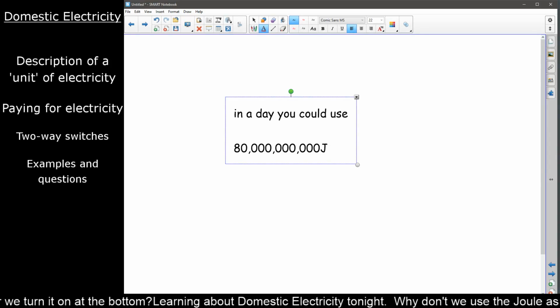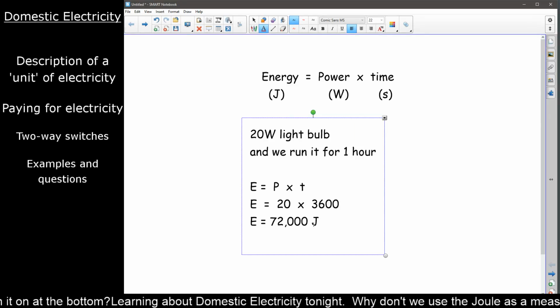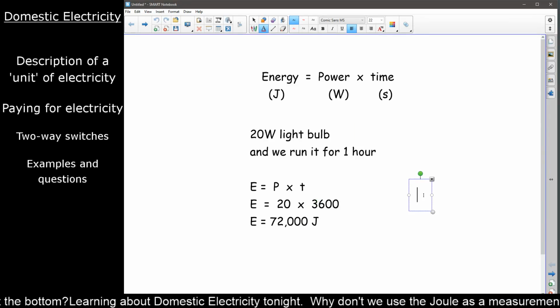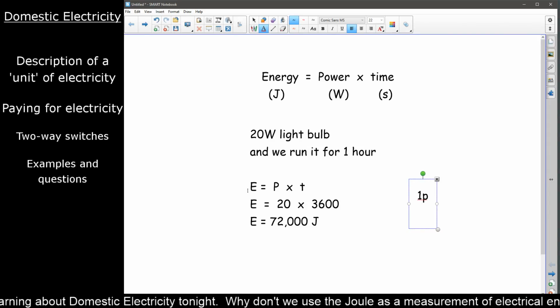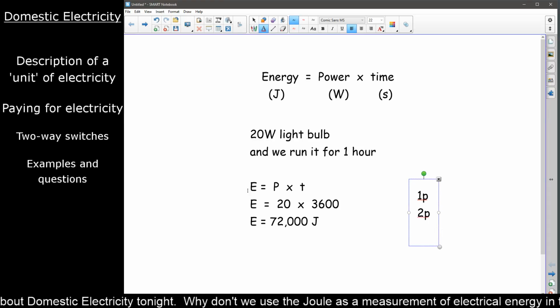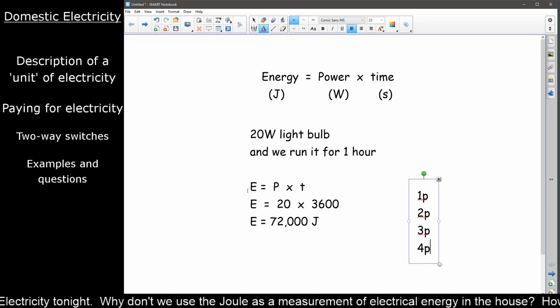More importantly, if I want to run a light bulb for an hour, how much would you expect to pay for it? Would you expect to pay a penny? Does that seem like a good deal? Does 2 pence seem like a good deal? 2p for an hour, that's not bad. 3 pence for an hour, 4 pence.